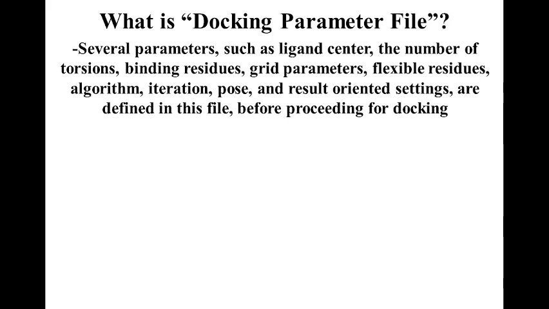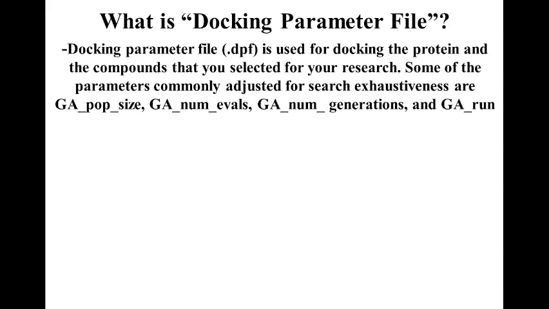What is docking parameter file? Several parameters such as ligand center, the number of torsions, binding residues, grid parameters, flexible residues, algorithm, iteration, pose, and result-oriented settings are defined in this file before proceeding for the docking. Docking parameter file is used for docking the protein and the compound that you selected for your research.